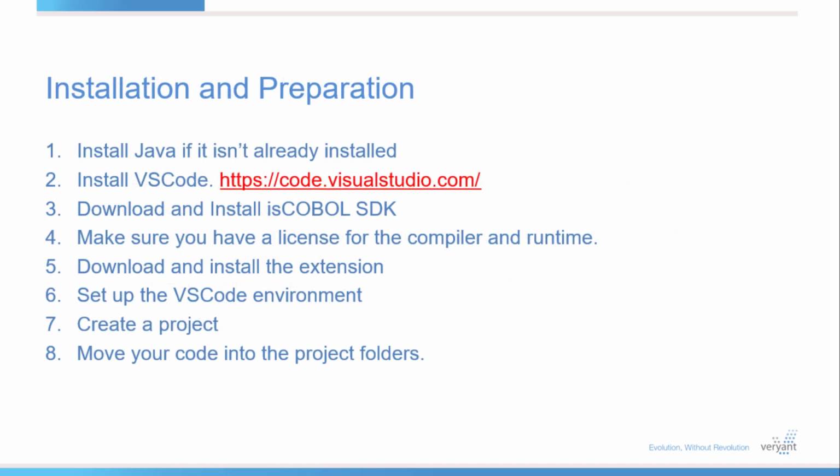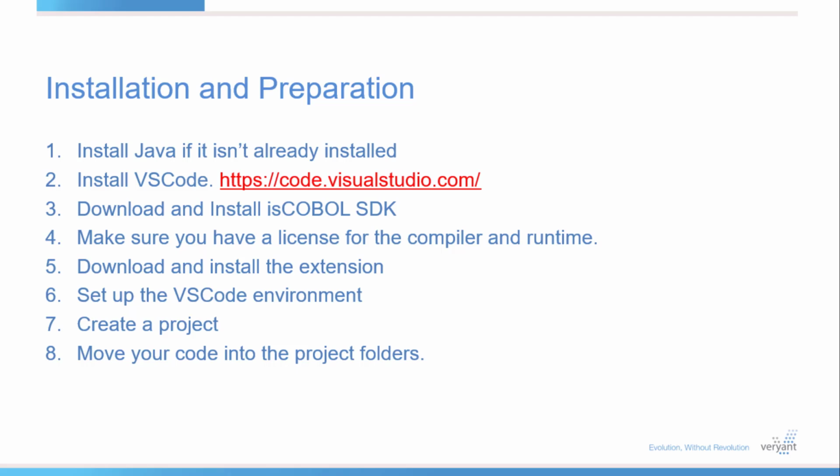So here are the steps. Install Java if you need to. Then install VSCode if you don't already have it. The VSCode extension uses the isCOBOL SDK, so installing this is the next step. And as always, you'll need a license from isCOBOL. And then go to the isCOBOL support site and download the VSCode extension.